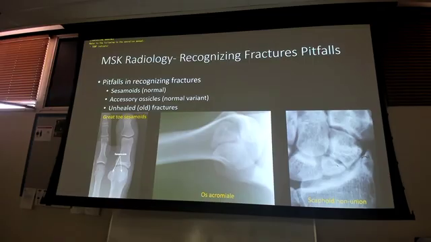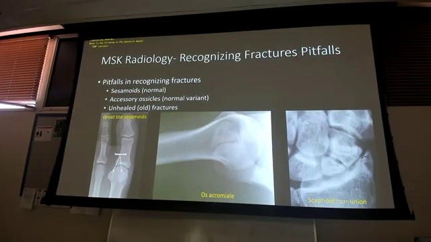Os acromiale. I'm going to erase it and I'm going to draw it again. This guy right here. This is an ossicle. It's an accessory bone that some people can have up in the shoulder joint. This line is not a fracture. It's a joint line due to that os acromiale. Now, if I were to get a shoulder x-ray, and once you see more shoulder x-rays, you will see what normal looks like, so you'll get used to the normal. This will jump out at you.